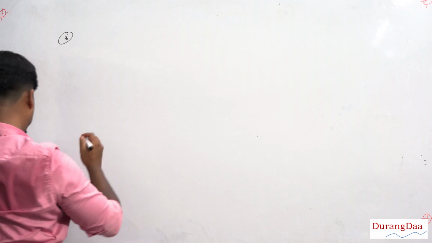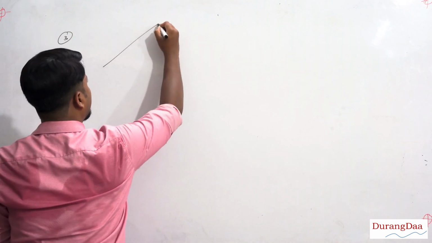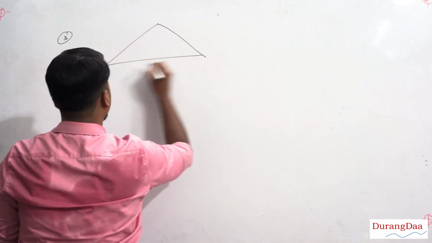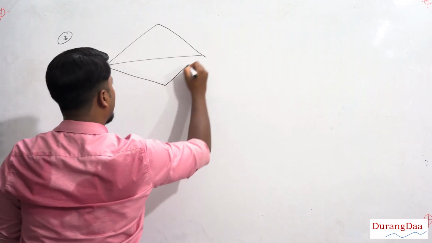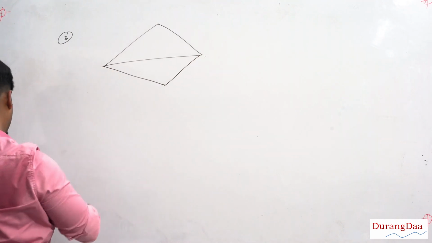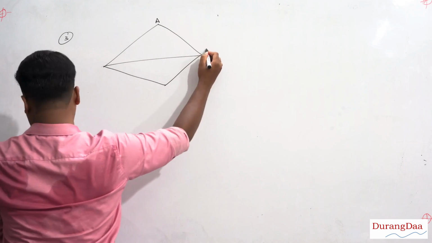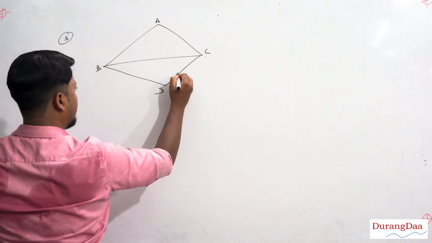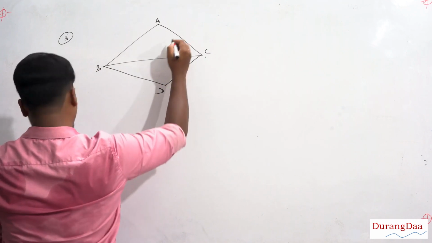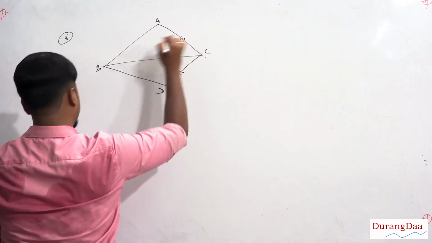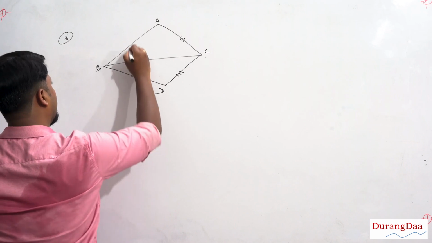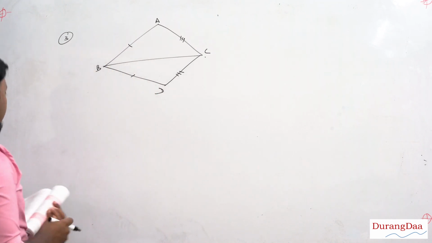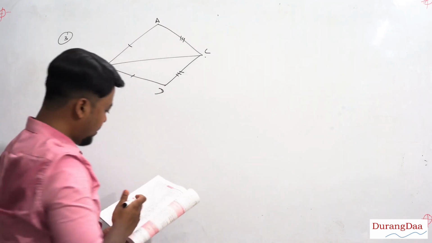Third question, the figure is something like this. It is looking like a kite. A, C, B, D. This side they have shown equal to this side, and here this side equal to this side. Okay. Now some information has been provided here.